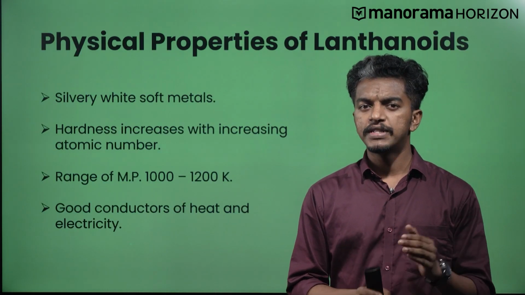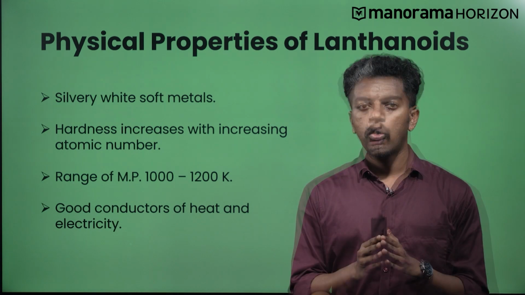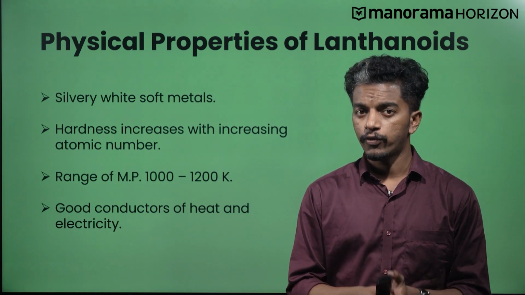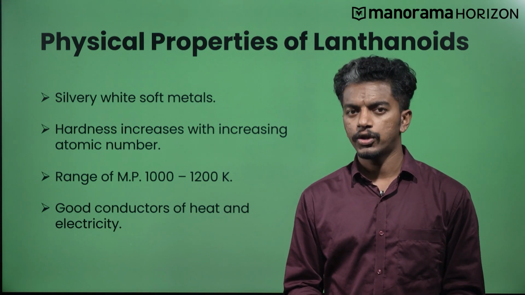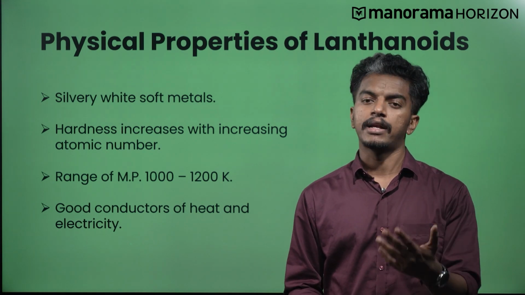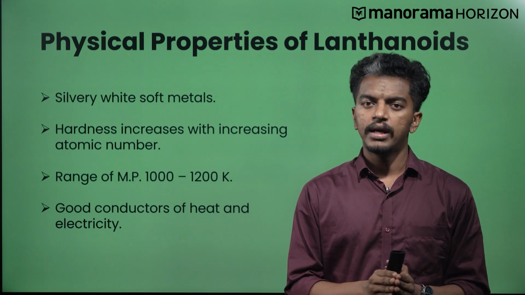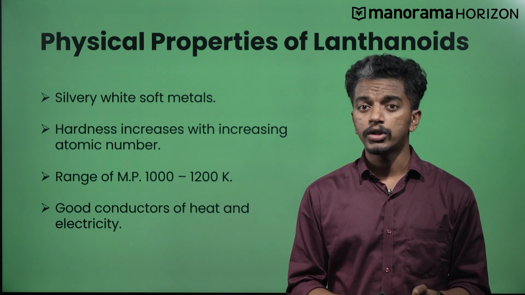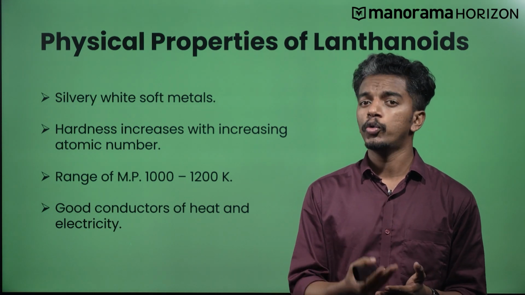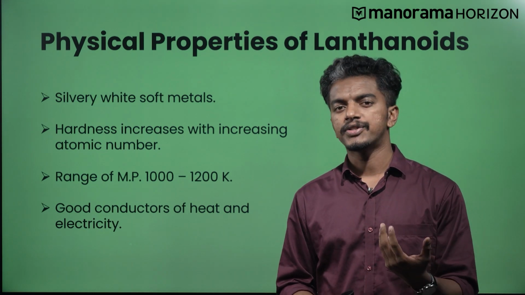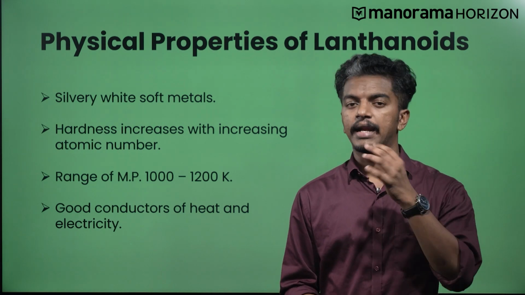Let's now focus on physical properties of lanthanoids. All the lanthanoids are silvery white soft metals and tarnish rapidly in the air. The hardness of the lanthanoids increases with increase in atomic number. The melting points range between 1000 Kelvin and 1200 Kelvin, but samarium melts at 1623 Kelvin. Lanthanides are good conductors of heat and electricity.